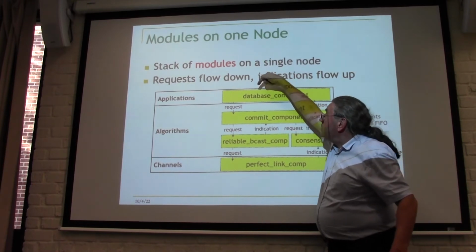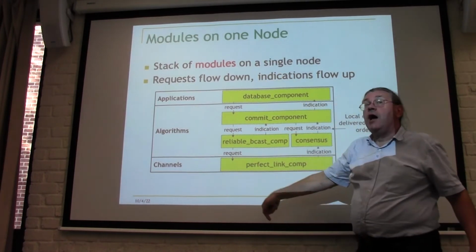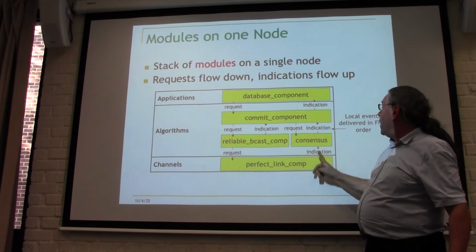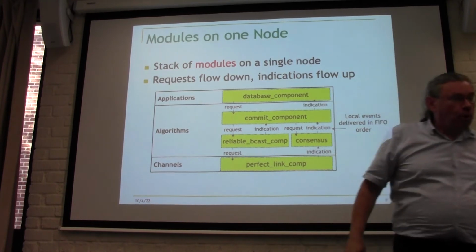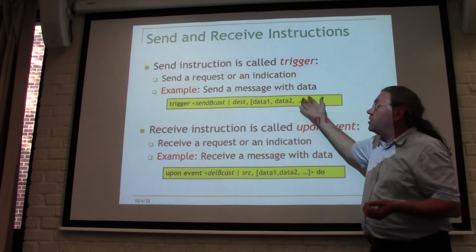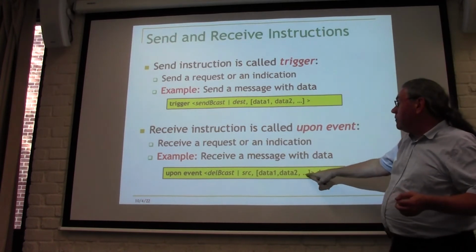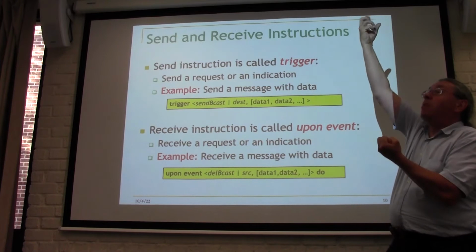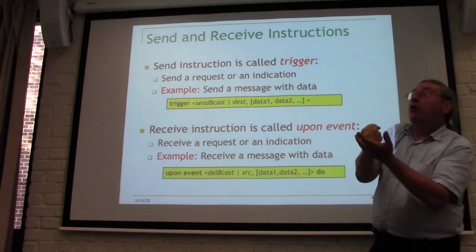The whole point is that you're going down in the abstractions, and the indication goes up. Whereas trigger and upon event does not assume the direction. Okay? Trigger is just a send. It could be going up or down, and upon event is just a receive. Maybe it receives from higher up, or it receives from below. Okay?